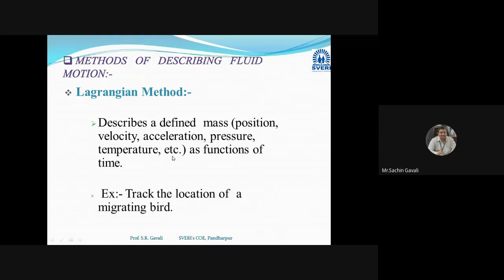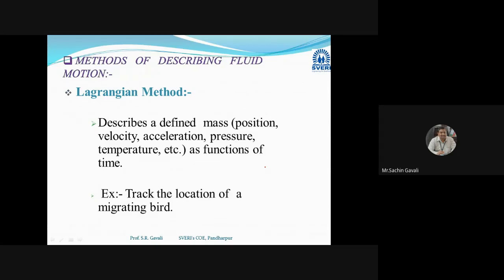So fluid flow parameters mean what? Let us describe the defined mass, position, velocity, acceleration, pressure, temperature as a function of time. So what we are going to do in this Lagrangian method is trace the motion of the fluid particle. How the fluid particle is going in that particular fluid flow, we have to track or trace the motion of that fluid particle.